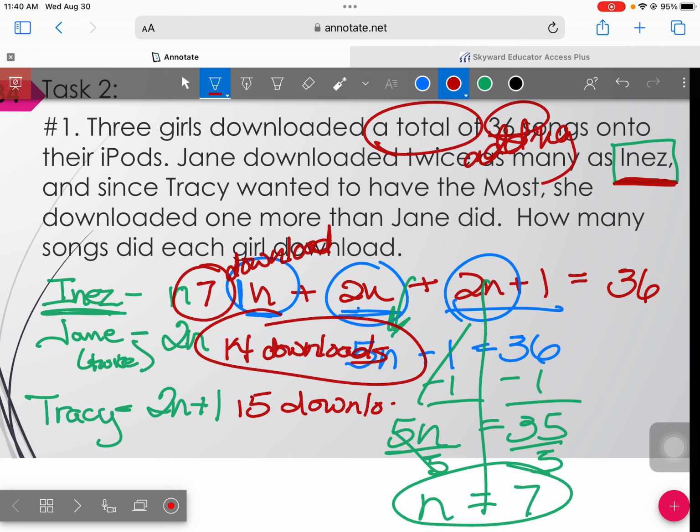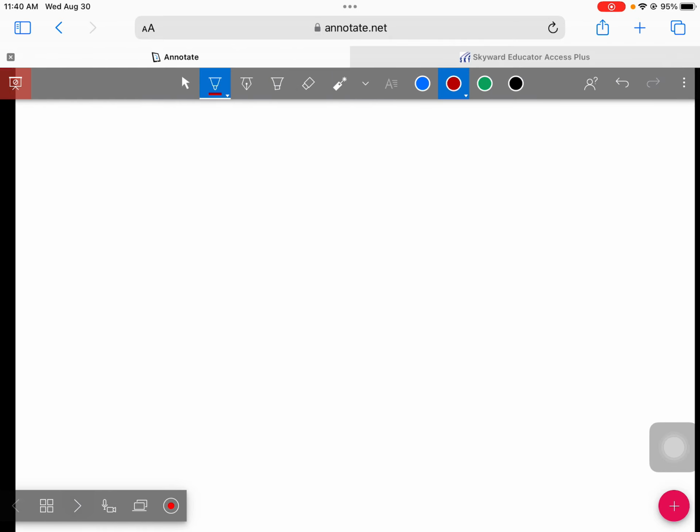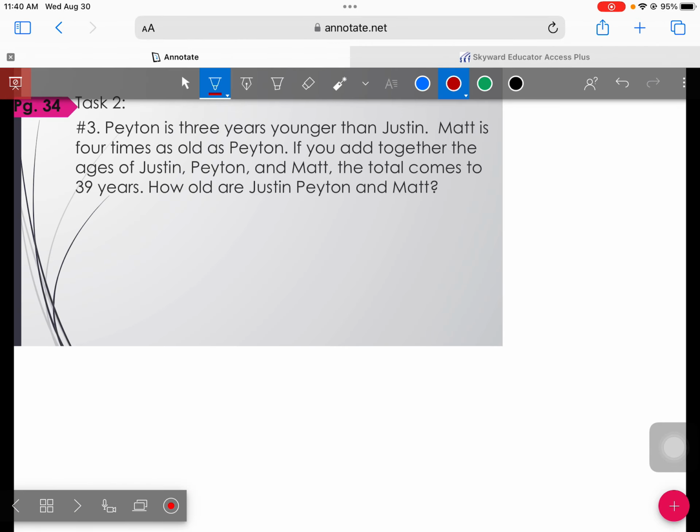All right, and these are downloads. How could I check this? Add them all up. Is 7 plus 14 plus 15 going to give me 36? Yes. Very good. Any questions about that problem? We got 1 more on the docket. Let's go to problem number 3 on that page.